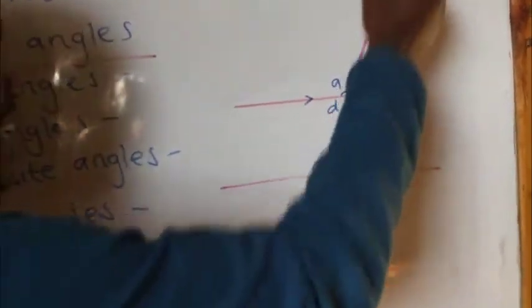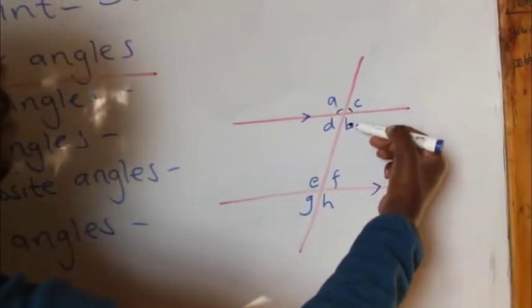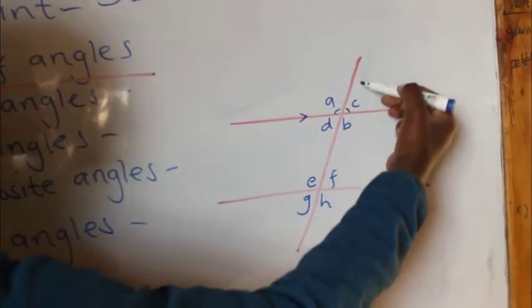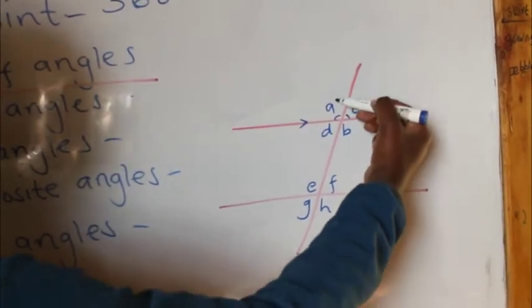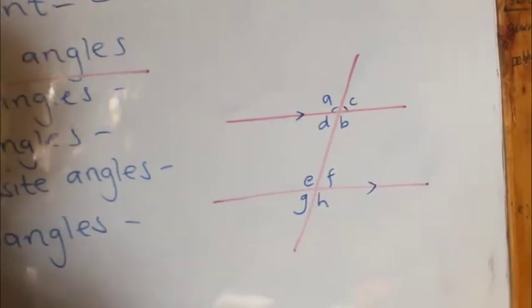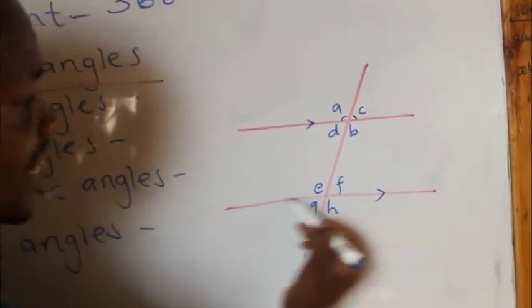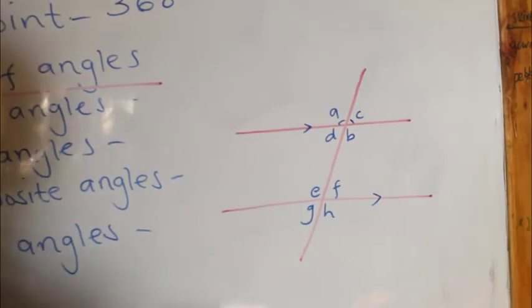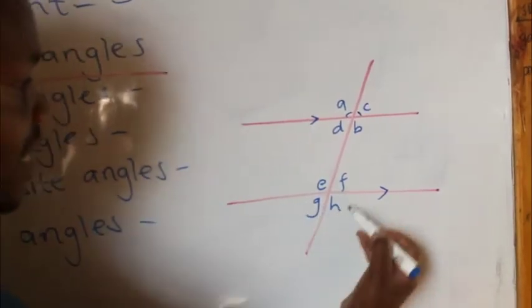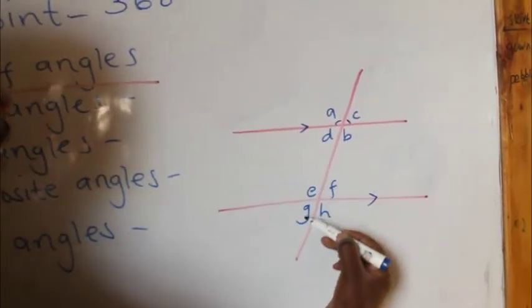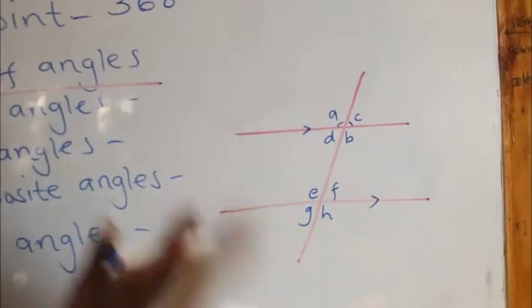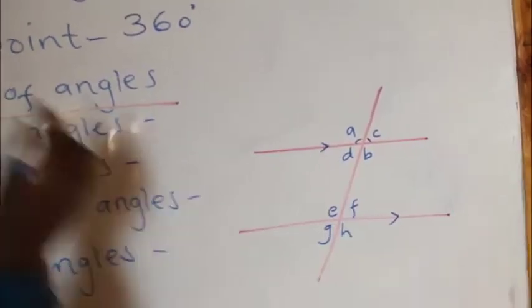If you follow this straight line here, we have got C and B. These are supplementary angles. We also have A and D, supplementary angles. When you come down here, you can see E and F. They are on a straight line. These are supplementary angles. You can see G and H. You can see F and H. You can see E and G. So any angles which are along a straight line, we call them supplementary angles.